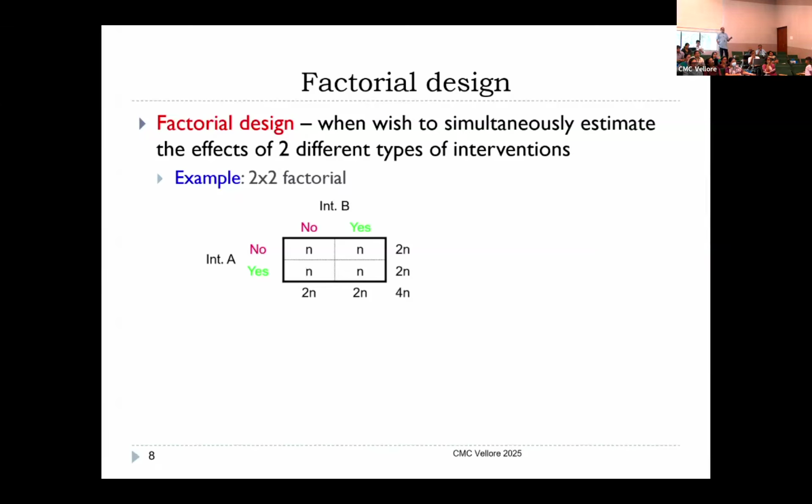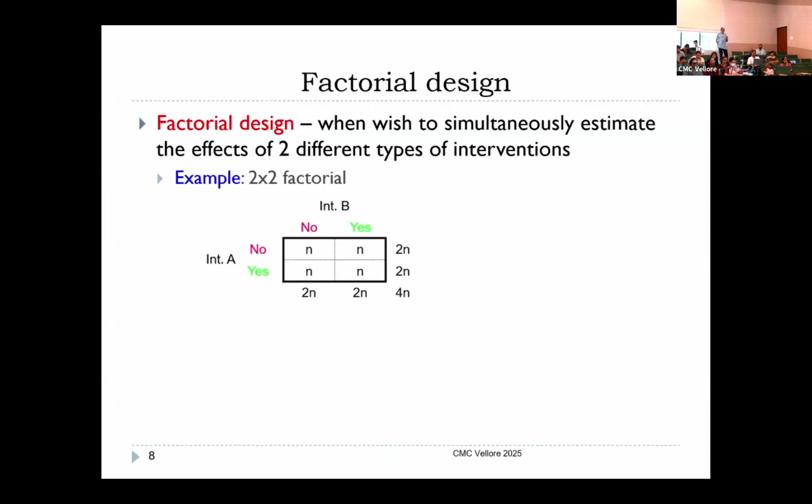So what you do is your participants are randomized to either get only B and not A, or only A and not B, or get none of them, or get both of them. So what is the advantage of doing this? The advantage is if there is no synergistic effect. What is a synergistic effect? That's the common language term for interaction.